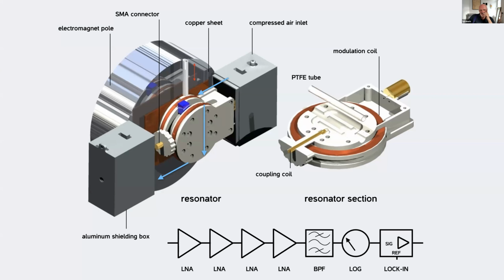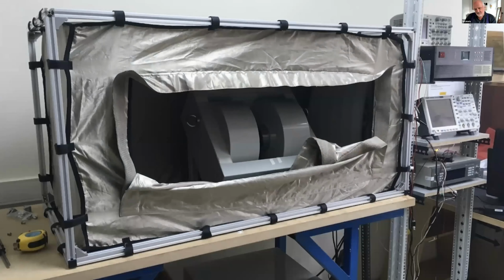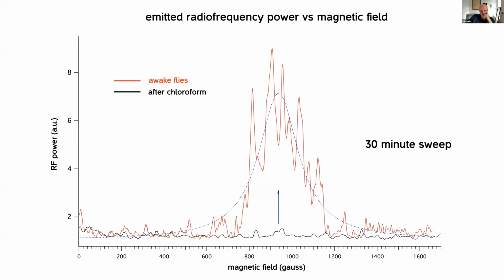Now, we built a resonator. It's a special radio frequency resonator. We put the flies in a Teflon tube, and it's all shielded and within an electromagnet, which is inside a Faraday tent. To our surprise and delight, we found that there was in fact radio frequency emission from about a dozen flies in the tube. It was tuned to a particular field, in this case 900 Gauss, which is roughly where it should be if it were a free electron.